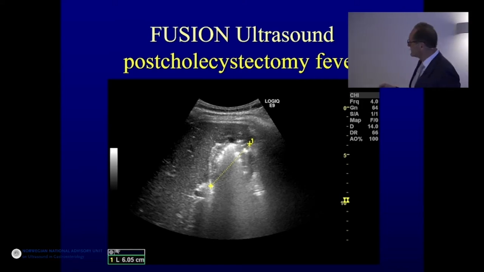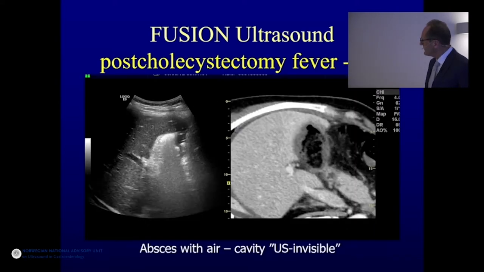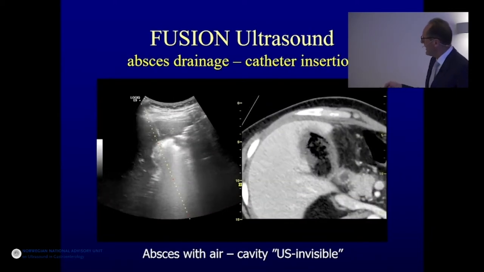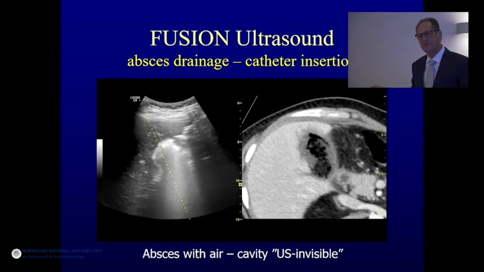This is such a case. Here we have a post-cholecystectomy patient with fever, and this is where the gallbladder was. There's only air. Well, we did a CT, ultrasound, and fused it, and you could see the air in there was in a cavity and probably an abscess. But you couldn't see it in ultrasound.